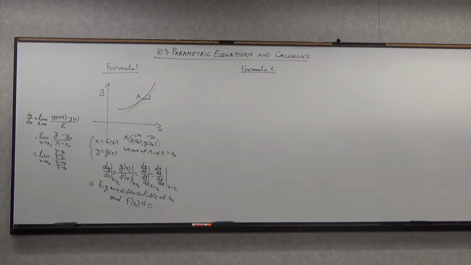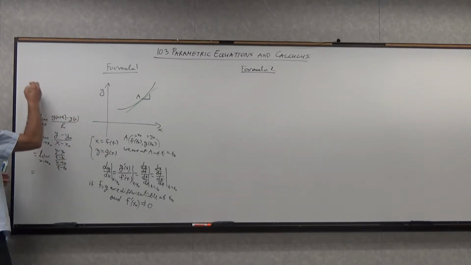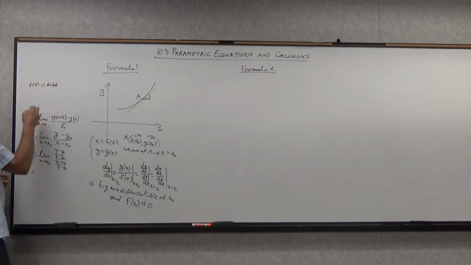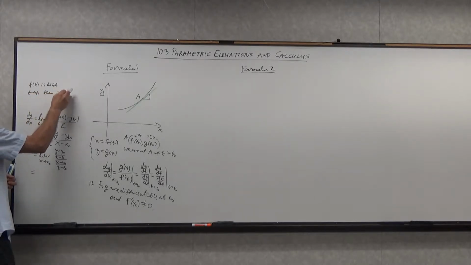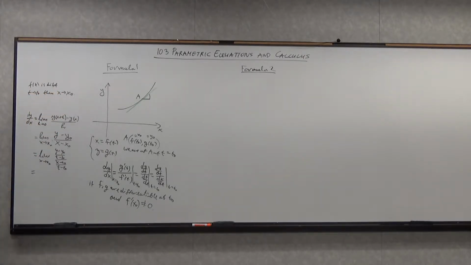And then what? Since function g of t is differentiable, f of t is differentiable, then what happens? When t goes to t0, then also x goes to x0, because f of t is differentiable, so it must be continuous. So generally it will be a limit when t goes to t0 of this quotient.